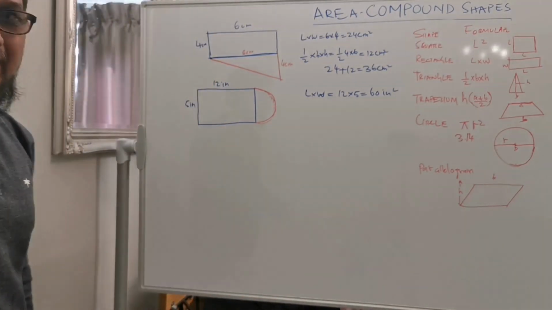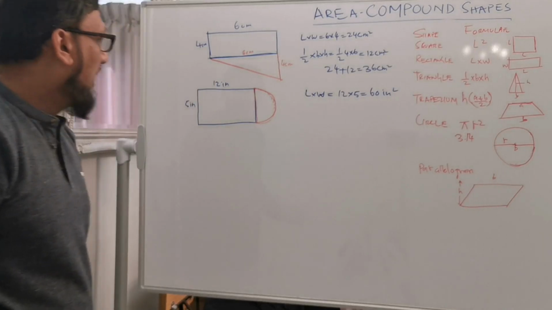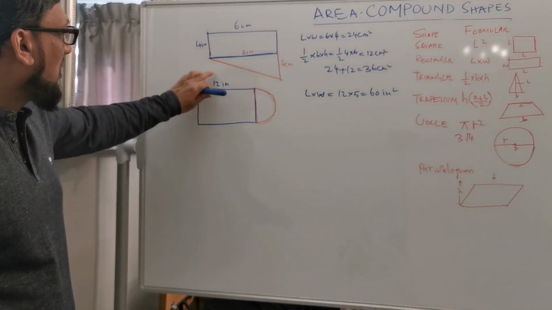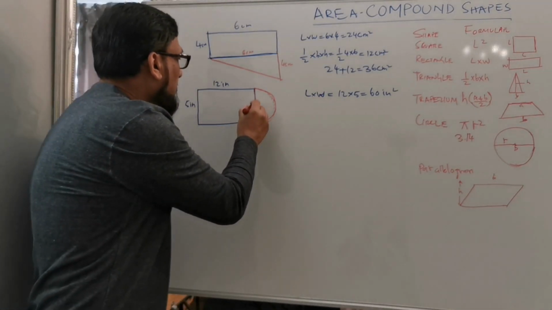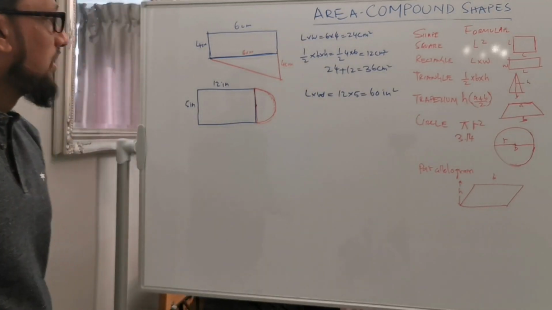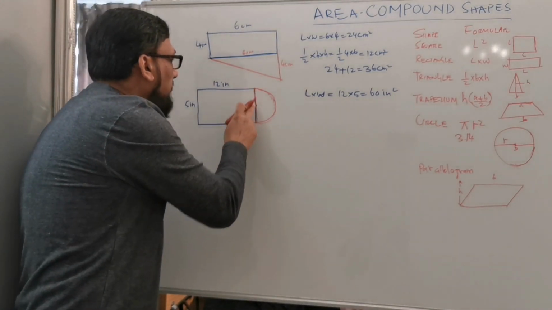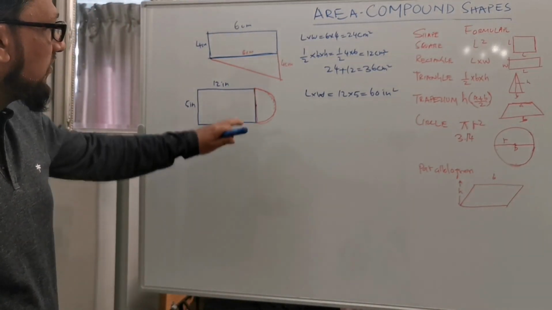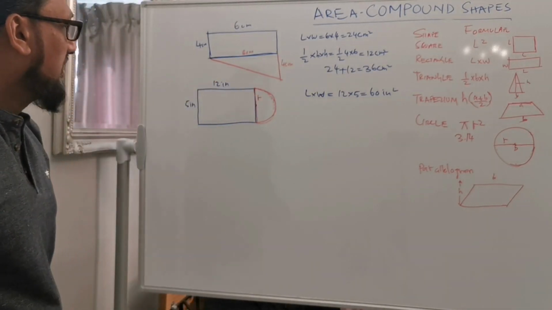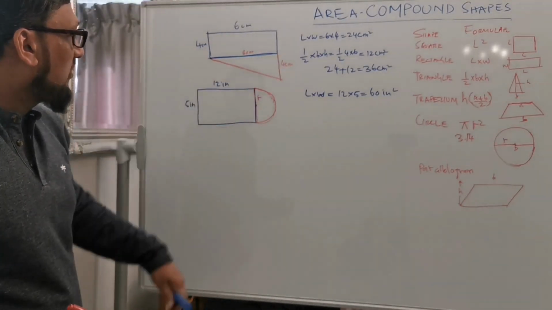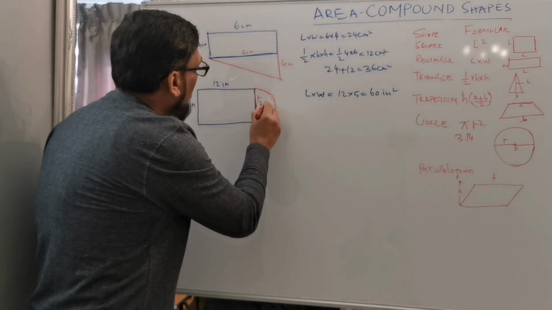Look at this one. This is the diameter of the circle, which is 5 inches, because these opposite sides are equal, so the diameter is 5 inches as well. This is the center point. Half of the diameter is called the radius. So 5 inches is the diameter, so the radius will be 2.5 inches.